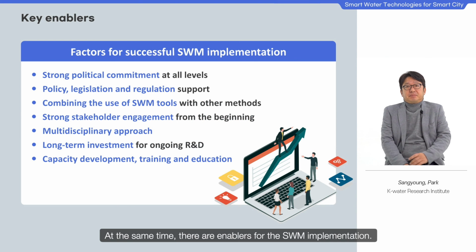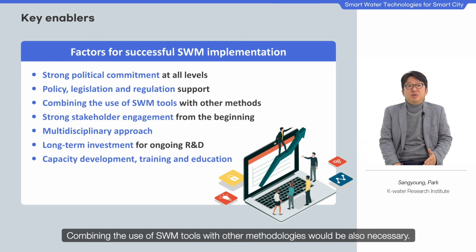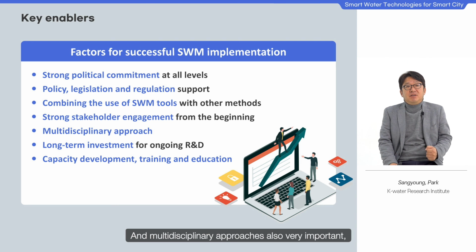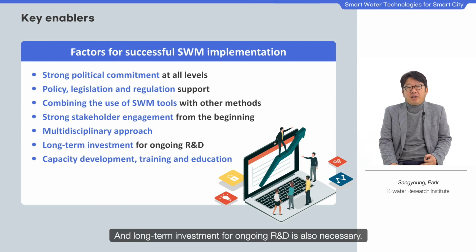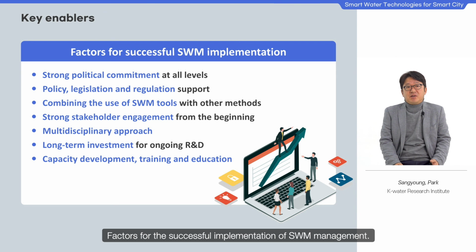But at the same time, there are enablers for smart water management: strong political commitment at all levels, and also policy, legislation, and regulation support. Combining the use of smart water management tools with other methodologies will also be necessary. Strong stakeholder engagement from the beginning would be an enabler for the implementation. Multidisciplinary approaches are also very important. Long-term investment for ongoing R&D projects is also necessary. Capacity development, training, and education are also necessary factors for the successful implementation of smart water management.